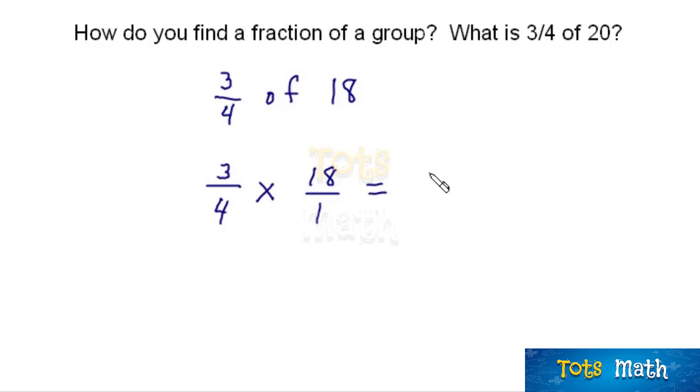3 times 18 is 54. 4 times 1 is 4. We can reduce this. 2 goes into the numerator and the denominator. 54 divided by 2 is 27. And 4 divided by 2 is 2. We have an improper fraction, so we have to change that to a mixed number. And 2 goes into 27 13 times, with 1 left over, so the fraction part is 1/2. So 3/4 of 18 is 13 1/2.